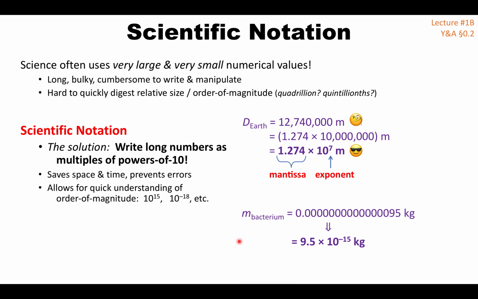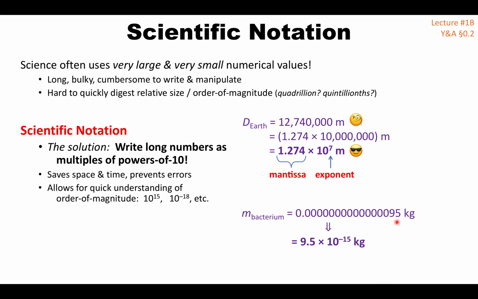All right. So what is scientific notation? As you know, in the sciences and specifically in areas like physics and astronomy, we often deal with extremely large and extremely small numerical values. So these numbers go on for many, many digits. I have a couple examples right here: the diameter of the Earth, written in meters, or a typical mass of a bacterium, written in kilograms.